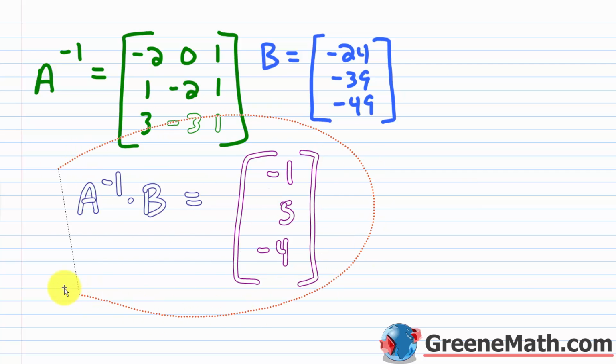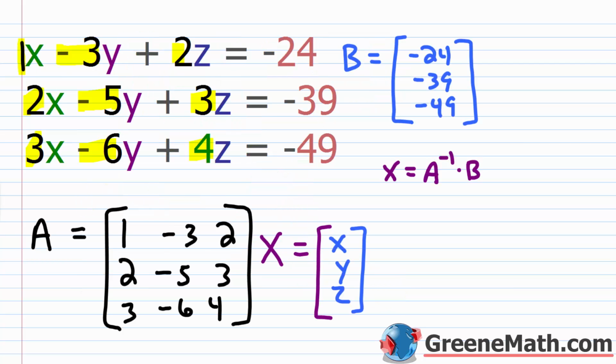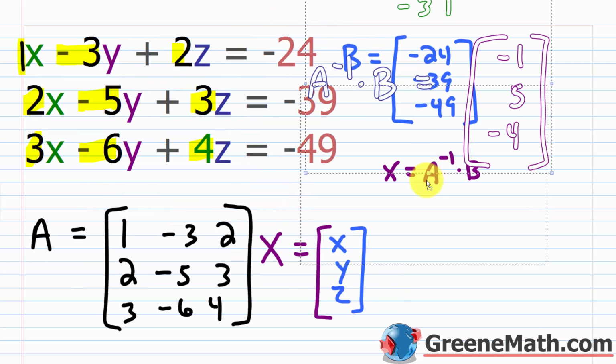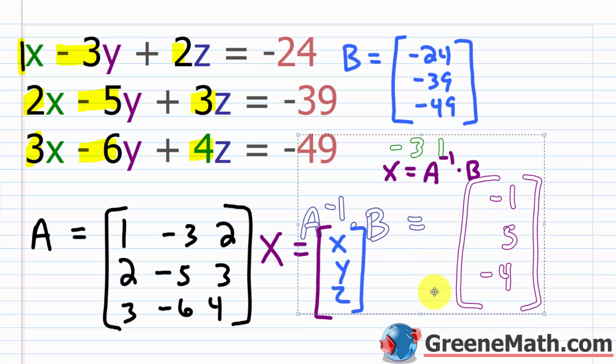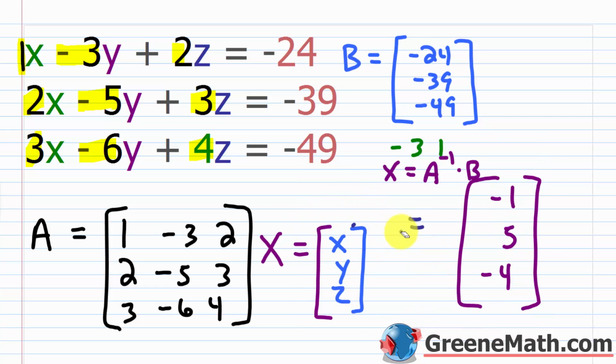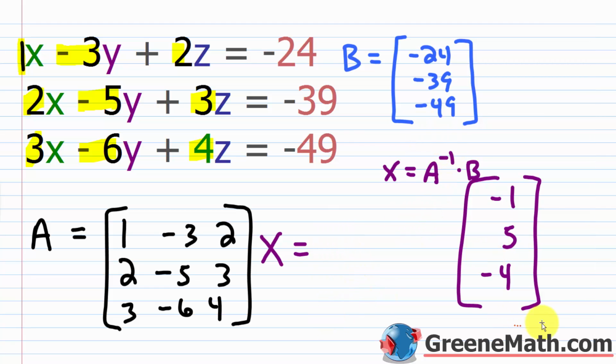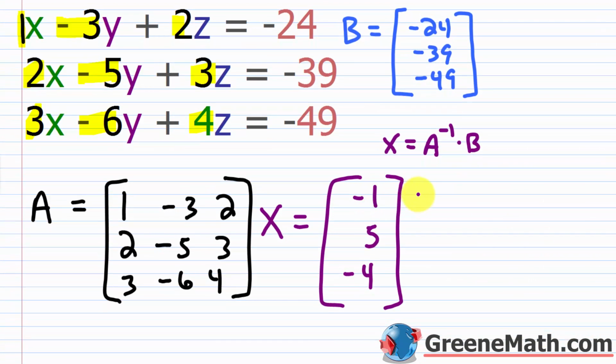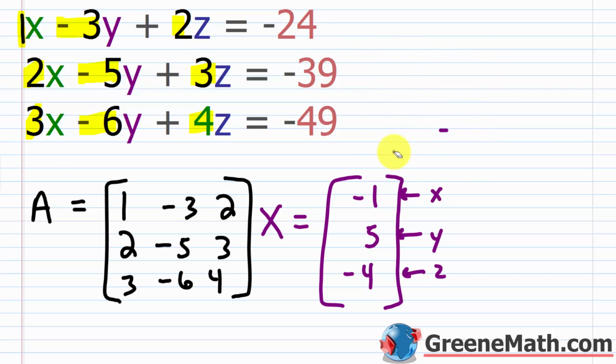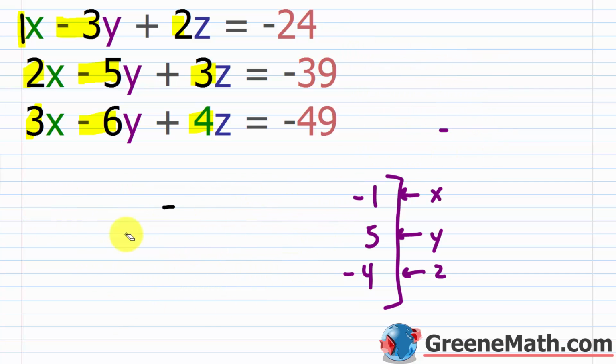All right, so let me copy this, and let's go back up. Let's paste this in here for a second, and let me erase some stuff here. We know that x is equal to this. So I'm just going to erase this and slide this down. We know that this first entry was x, this was y, and this was z. So x is negative 1, y is 5, and z is negative 4. So let's erase everything now. We've found our solution. So as an ordered triple, it's negative 1, 5, negative 4.